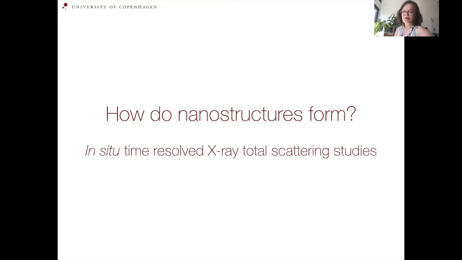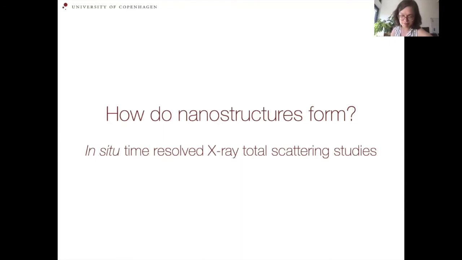So we can use PDF to describe a material. And as chemists, another thing that we're really interested in is understanding the chemistry that matters, and how these materials form and why defects form. For this, we're using a lot of what we call in situ time resolved X-ray scattering and in situ PDF.